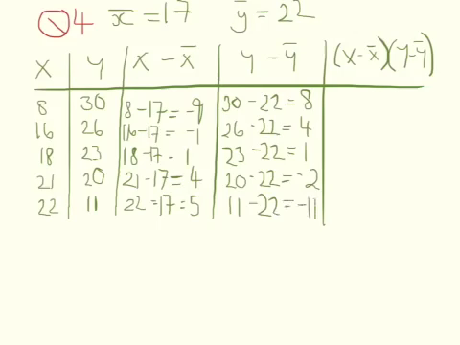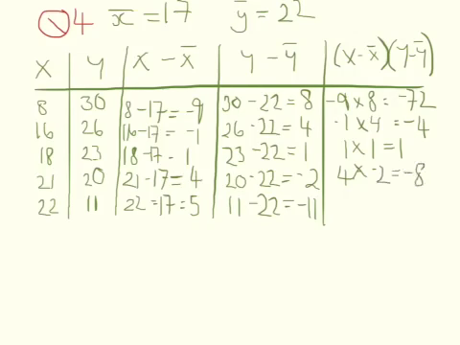Now we can go through and multiply the x deviation by the y deviation. So for our first row, that would be -9 times 8, which is -72. For the next row, we're going to have -1 times 4, which is -4. Then we've got 1 times 1, which is just 1. 4 times -2 gives us -8, and 5 times -11, which is -55.